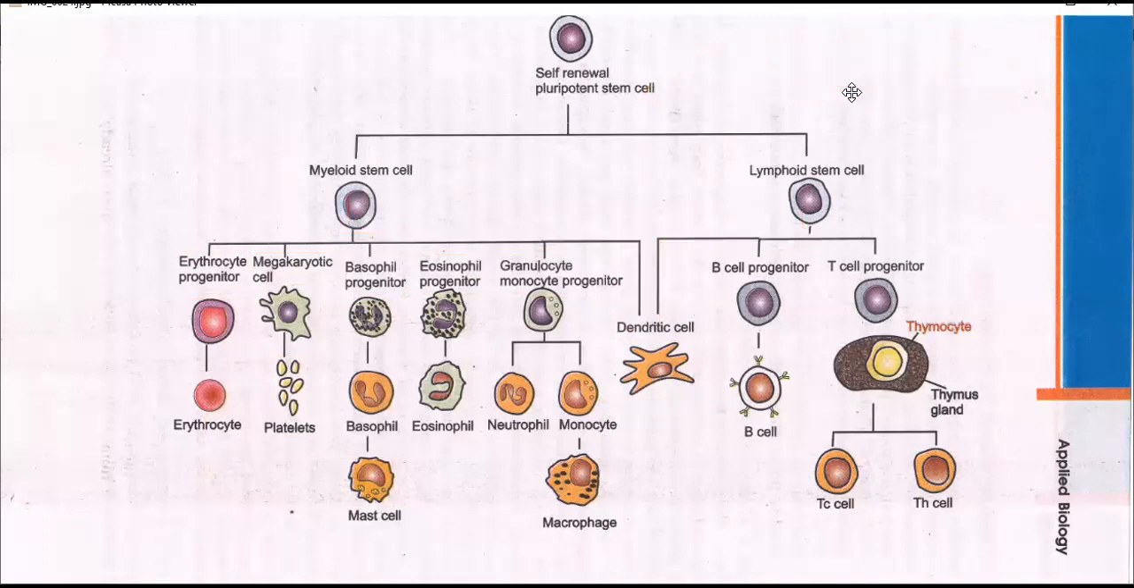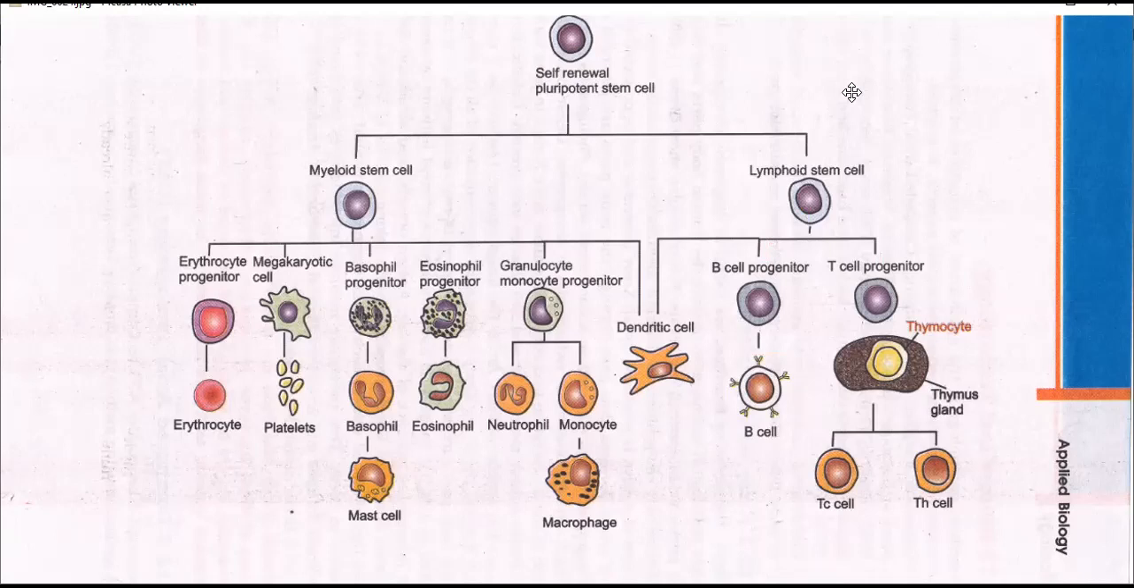In the same way, the lymphoid stem cells form the B cell committed progenitor and T cell committed progenitor. The B cell committed progenitor forms B cells, and the T cell committed progenitor forms T cells. T cells are of two types, T cytotoxic cells and T helper cells. Then here itself, we need to discuss some sequences.